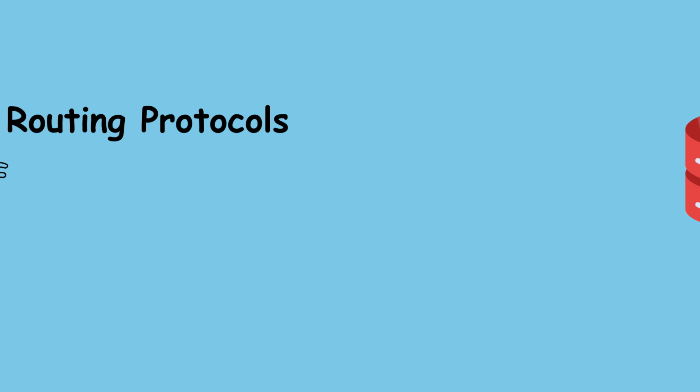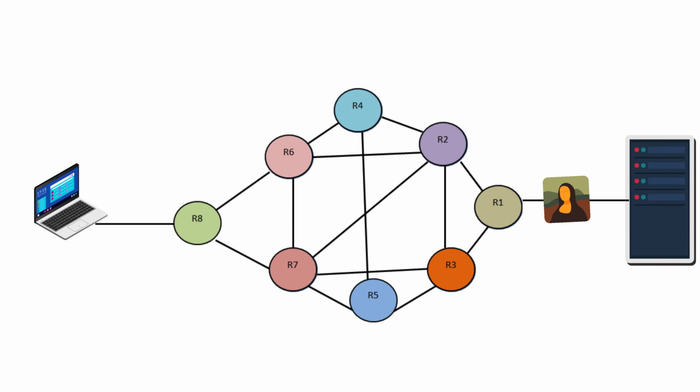And that's how the Mona Lisa traveled through the network, hopping between routers, guided by smart routing tables, until finally arriving at your screen.